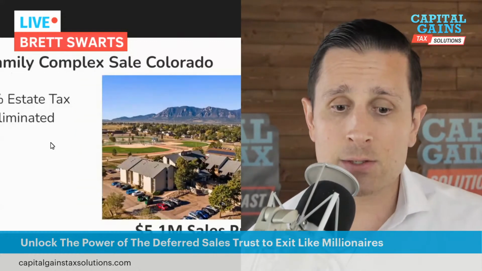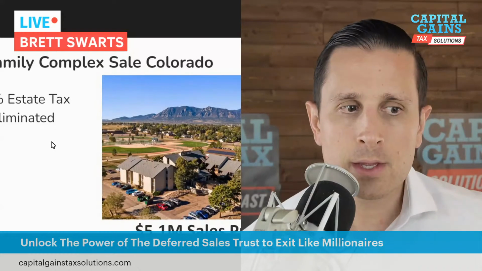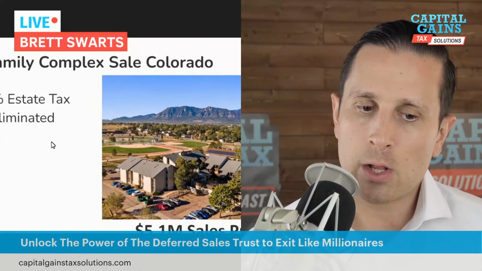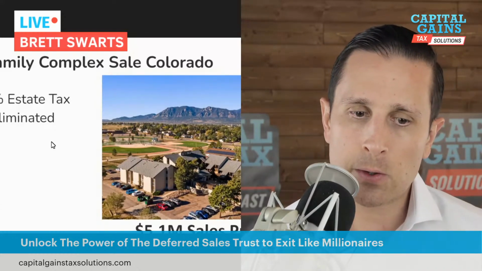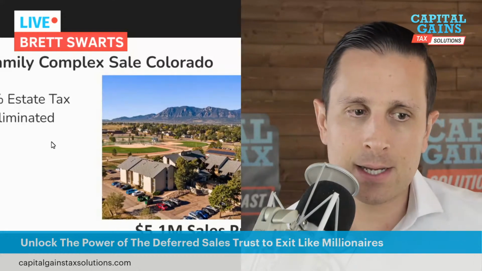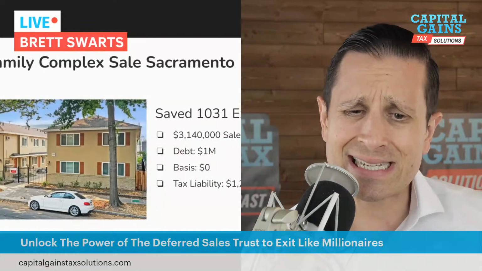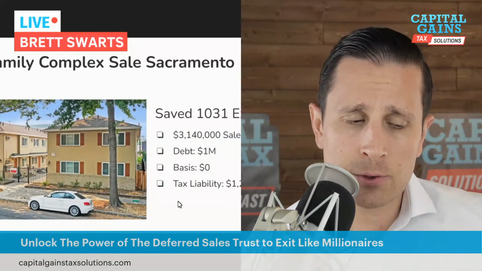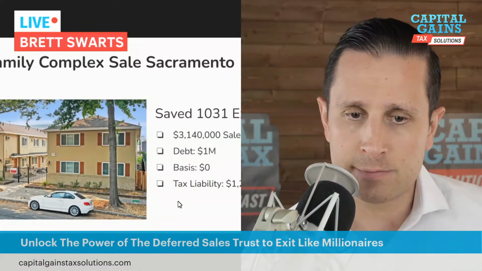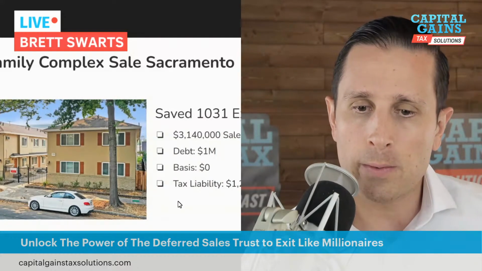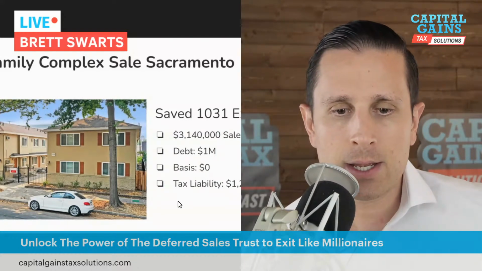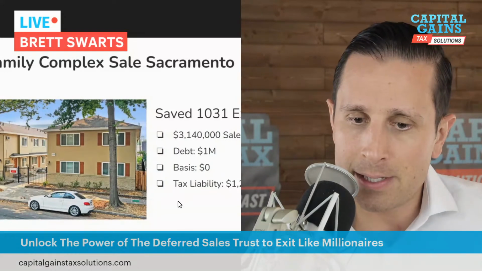And let's see. The next one was actually in Colorado. And it was a $5.1 million multifamily sale. And we were able to eliminate the 40% death tax and defer all their tax. This is one in Sacramento for our client. He's worth about $40 million, and this is his first one he did with us. $3.1 million approximate sales price. He had a debt of about $1 million, zero basis.